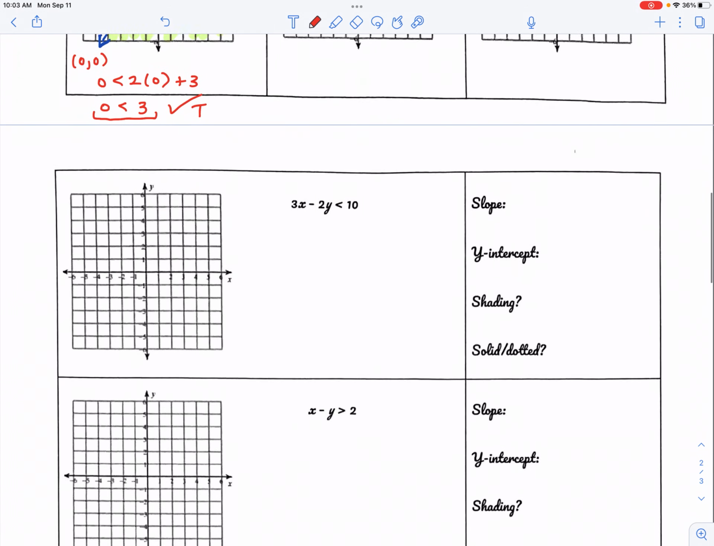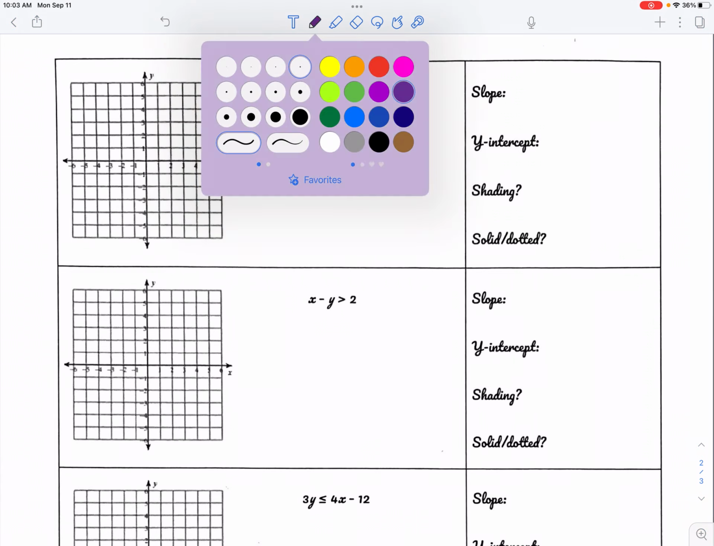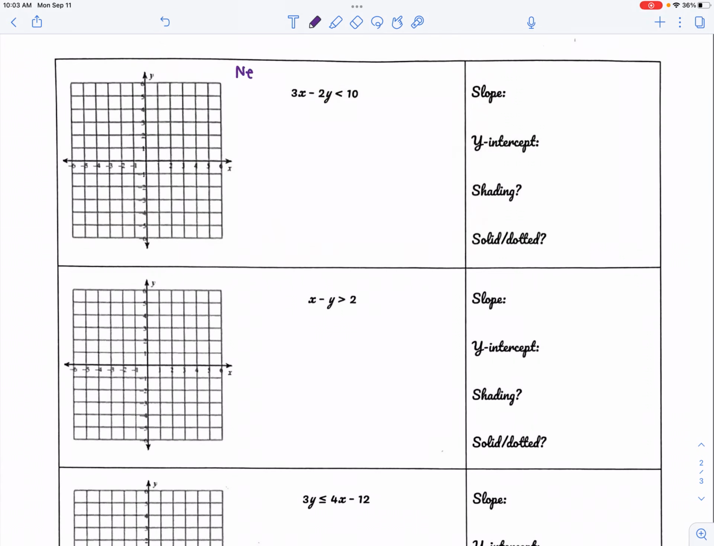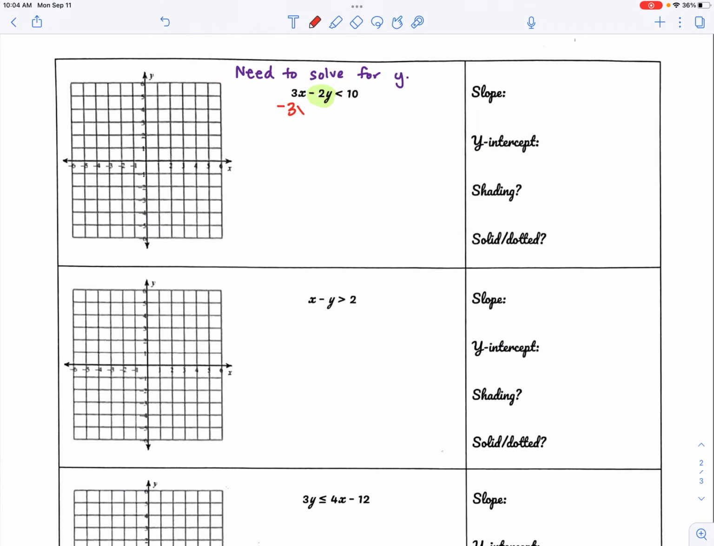Now, what happens when we get something where it's not solved for y? The first thing we have to do is solve for y. We need to put that in slope-intercept form. So remember, we need to isolate this negative 2y. We want to leave that by itself. That means we need to get rid of this 3x. To get rid of the whole thing, we subtract the whole thing to the other side. Use a different color. So subtract 3x to the other side.